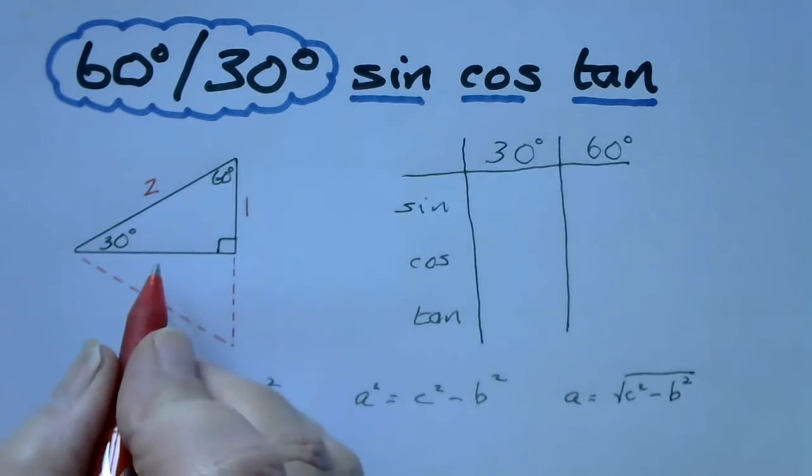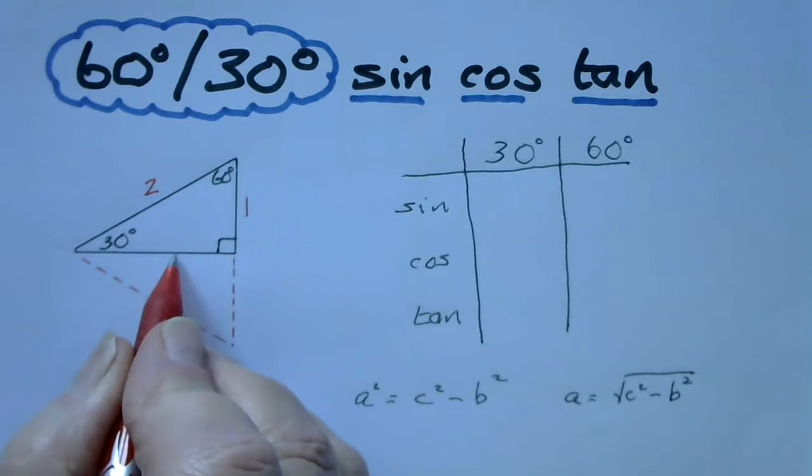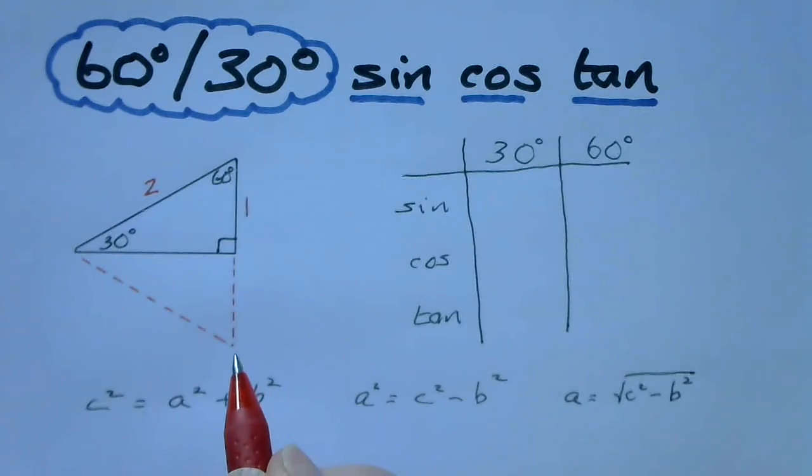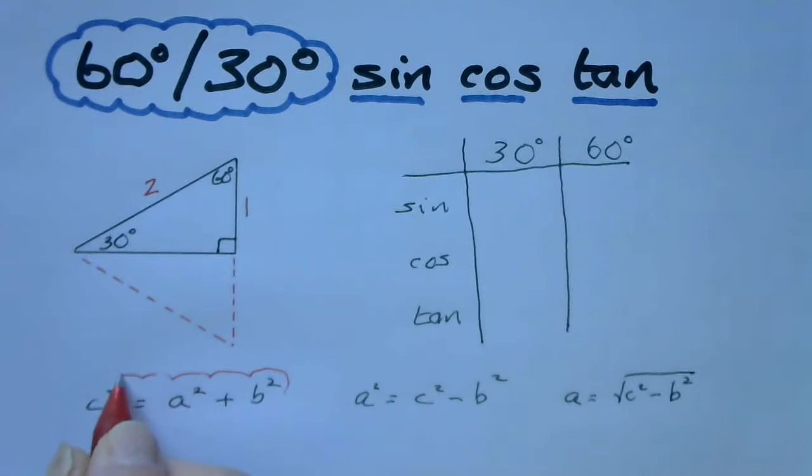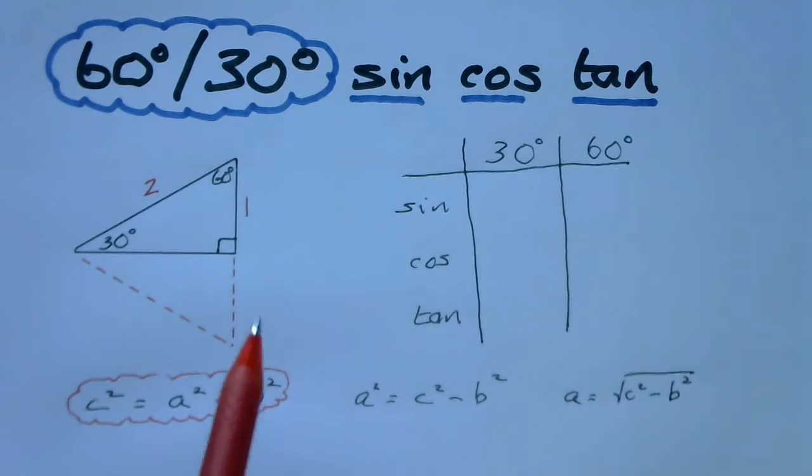Now then, we need to be able to calculate the length of this side, and we can do that using Pythagoras' theorem. Well, you know Pythagoras' theorem is this, don't you? The square on the hypotenuse is equal to the sum of the squares on the other two sides. So c squared, we always call the hypotenuse c, is equal to a squared plus b squared. And a and b can be either of these two sides.